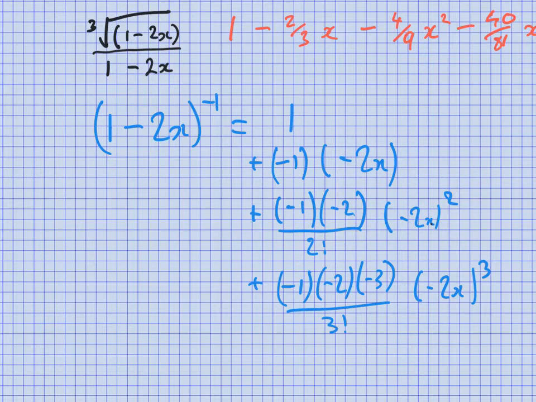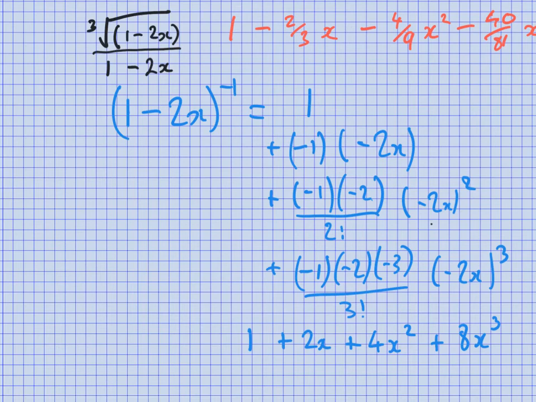Simplifying each of those terms gets me 1, that's nice, 1 is helpful, plus 2x. Now I'm going to add up the number of minuses. We can see that those cancel, so that's plus 4x squared plus 8x cubed. Great. So let's take that and combine it with the answer from the numerator.